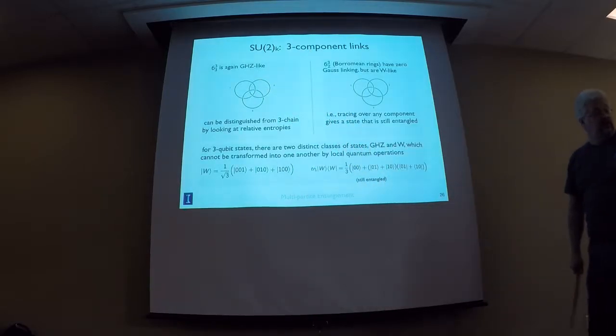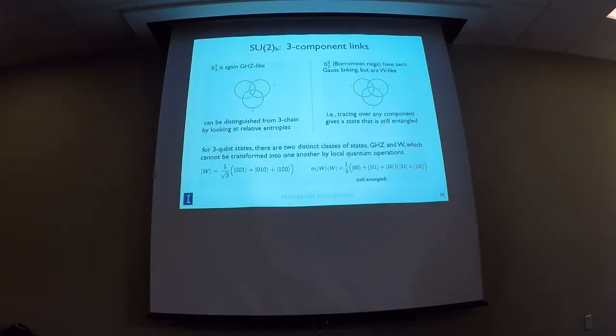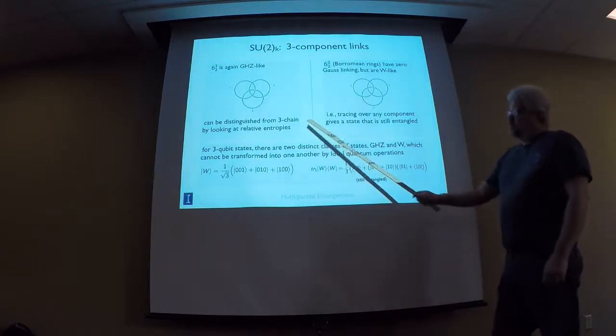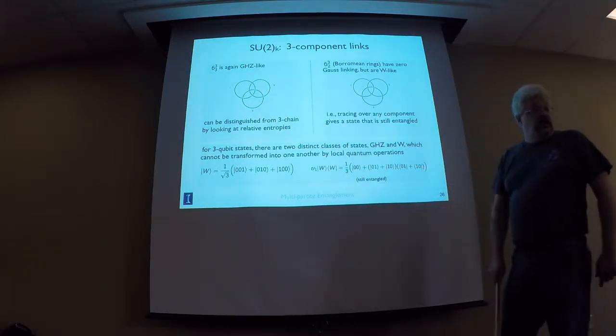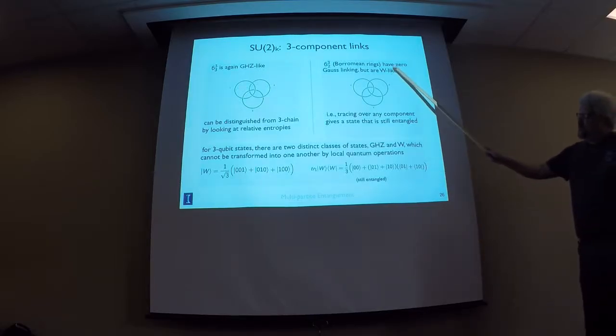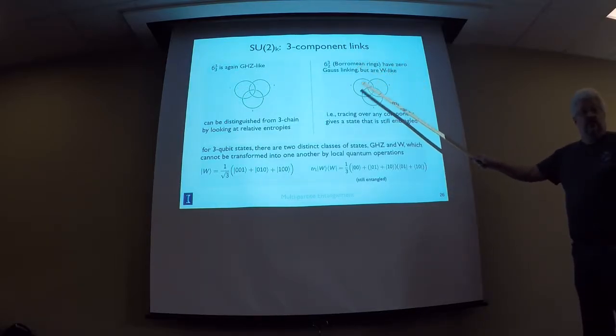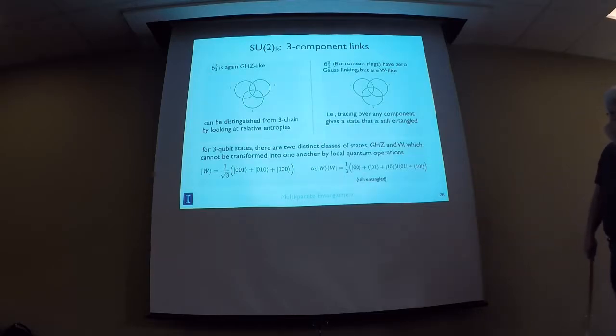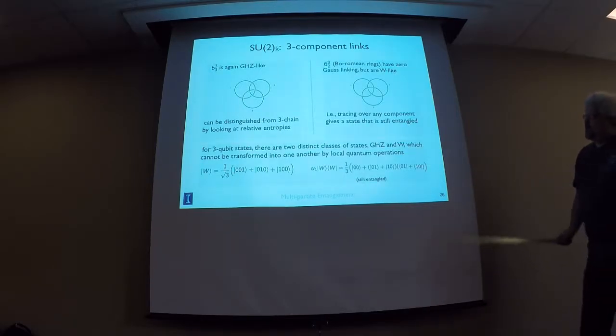And if you compute the entanglement entropies of this guy, you find again it's a lot like the three chain. It's sort of GHZ-like. But you can distinguish it from the three chain that we talked about before by looking at relative entropies again. The Borromean rings, on the other hand, this again is a case where there's zero Gauss linking. So the abelian theory has nothing to say about this guy.